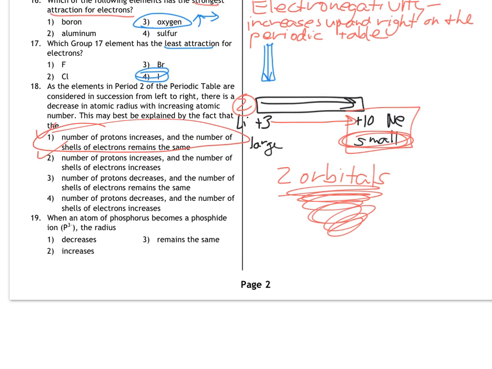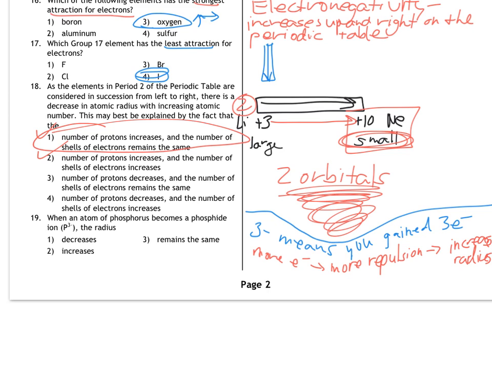Number 19. It says when an atom of phosphorus becomes a phosphide or P3- ion, first of all, if it's a 3-, that means that you gained 3 electrons. And gaining 3 electrons is going to increase the amount of repulsion that you find in the electron cloud, and as a result of the increase in repulsion, the electrons will spread out, and that will make the atom larger. So the best answer here is that when an atom of phosphorus becomes a phosphide ion, the radius increases.